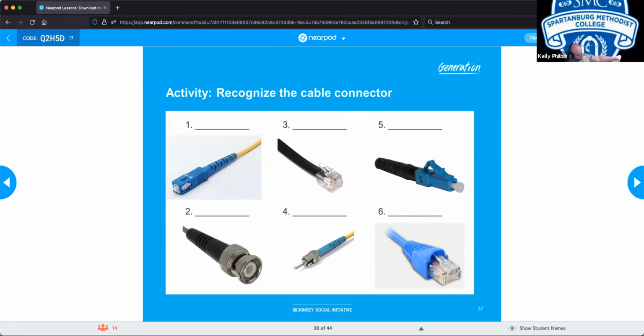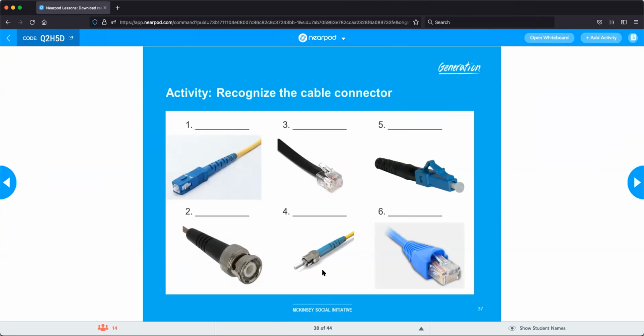Very good. Number 4. This is the one in the bottom center. Jordan. It's number 4. Would it be the fiber optic cable? That is fiber optic, but we need to be a little more specific. The single mode? Well, this one actually would go with a multi-mode. What kind of connector is that? I'm not sure. Not to be confused with number 1, which is square.